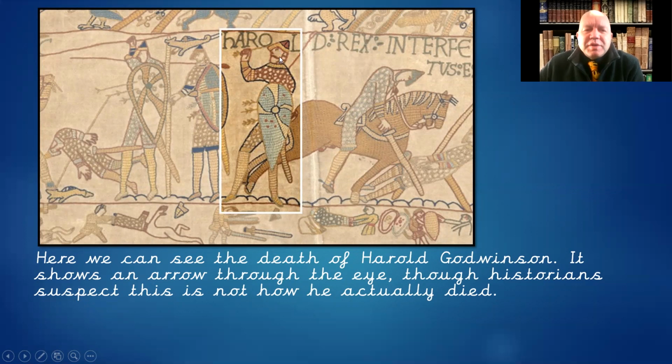Now, that's a famous scene during the battle: the death of the current king, Harold. But historians don't actually believe that he died with an arrow in his eye. They feel it's more likely that was symbolic. It showed that he was killed, but it's more likely he was just killed with a sword blow or a spear. The idea of an arrow in the eye, historians don't feel is particularly accurate.